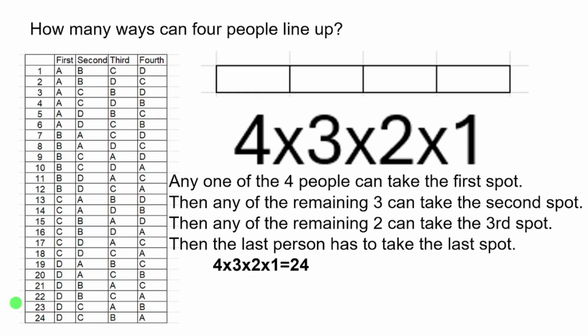Back to our lineup, we have 4 people who could take the first spot, but then there's only 3 left, so it must be one of those 3 to take the second spot. The remaining 2 can be in the third spot, but by the time we get to the last spot, there's only 1 person. 4 times 3 times 2 times 1 equals 24.